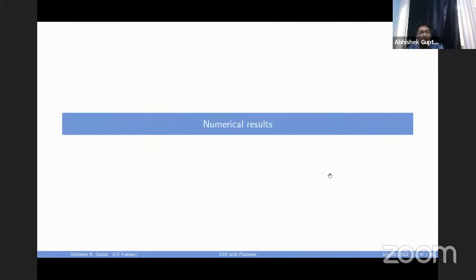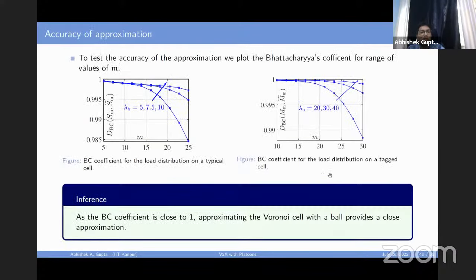So let me go through the implication of my results. First is we showed that the accuracy is, when we did some approximation, so we compared the exact and the approximated using this Bhattacharya coefficient, and we showed that this is very close to 1. And this, of course, reduces when we have a more number of users per platoon, right?